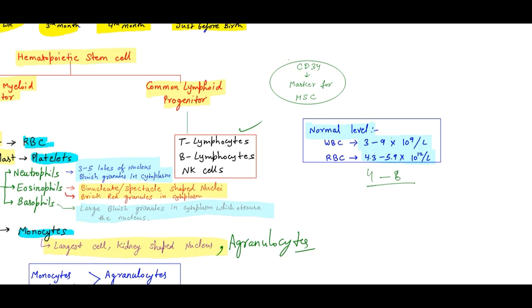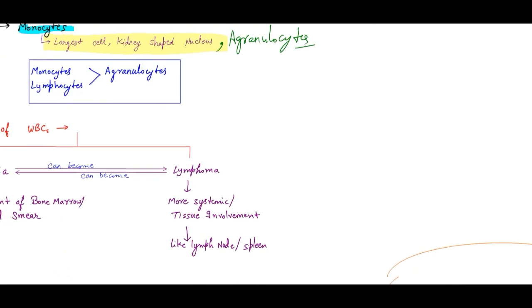What is the marker for the hematopoietic stem cell? That is CD34. So we know CD4 positive is the marker for HIV, CD8 positive is the marker for transplant rejection, and CD34 positive is the marker for the hematopoietic stem cell. Okay.